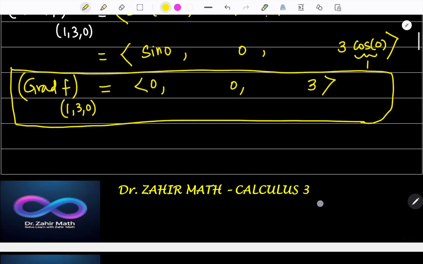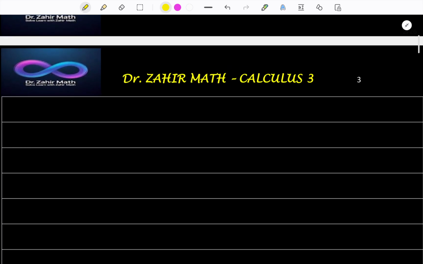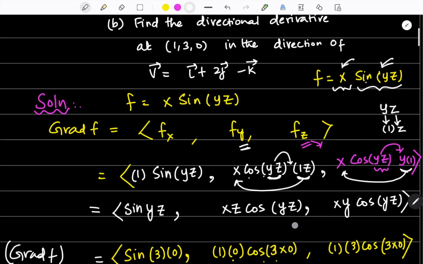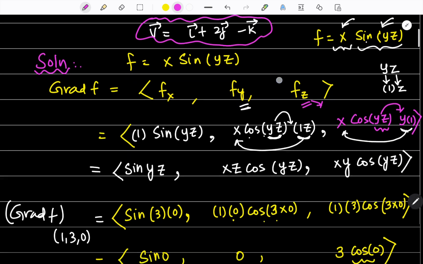Okay, right. So next we are going to find the directional derivative. What is the formula for the directional derivative? I gave you the formula, I think you know. The directional derivative is given by grad f at the point P dot the u vector. What is your u vector? The v vector divided by the absolute value of the v vector. The v vector is given in the question: i plus 2j minus k.